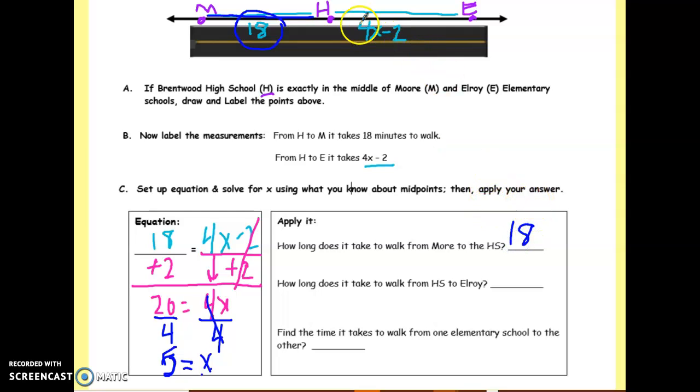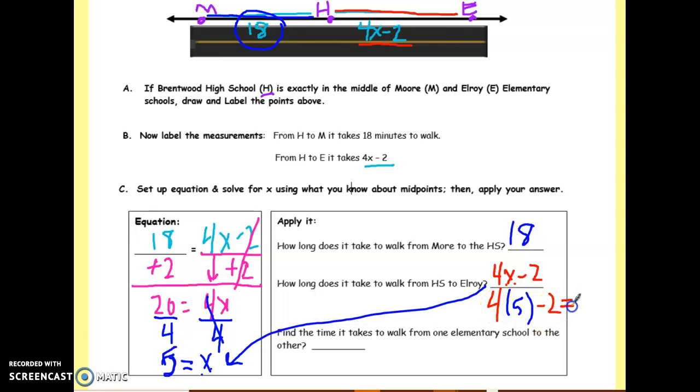Then it's asking us how long does it take to walk from the high school to Elroy? Here's the high school to Elroy. It gave us an expression, 4x minus 2. So what I'm asking you to do is plug in that expression. However, we now know that x is 5, right? So we could go back and say, 4 times 5, here's my blue x value. We could evaluate it for that value of x. So 4 times 5 is 20, minus 2 gives us a final answer of 18.